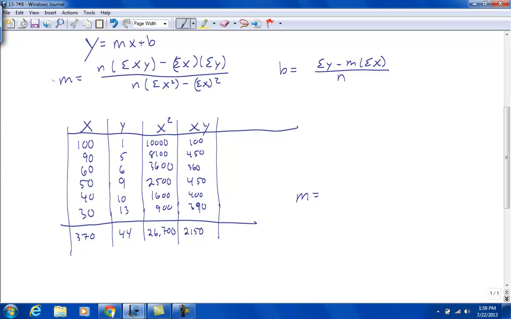Okay. So our m is going to be n. N is the number of data point pairs, and we have 6 pairs. So 6 times the sum of x, y, that's going to be 2,150, minus the sum of the x's, which is 370, times the sum of the y's, which is 44, divided by 6 times the sum of the x squares, here's our sum of the x squares, 26,700, minus the sum of x's, which is 370, squared.